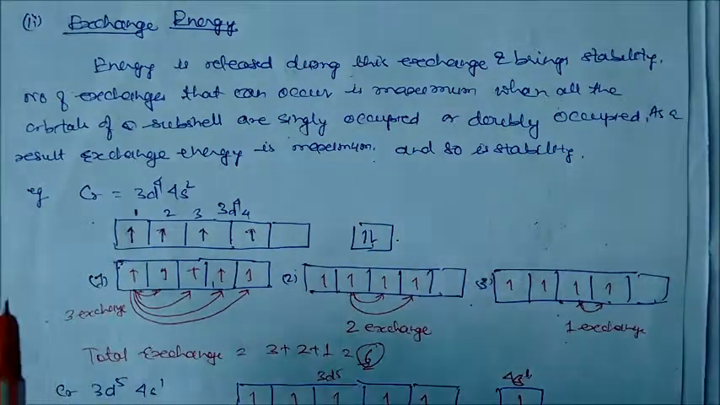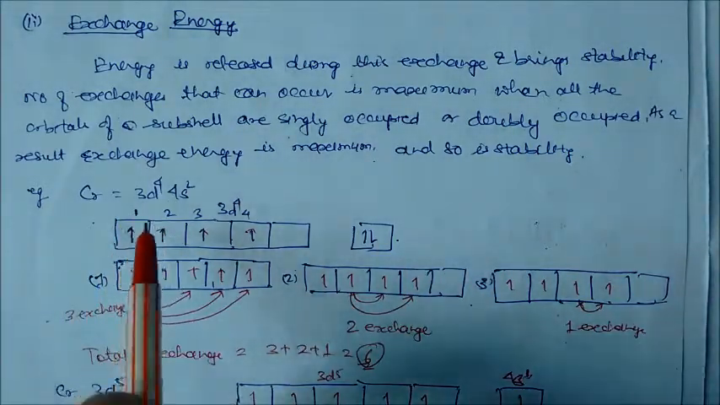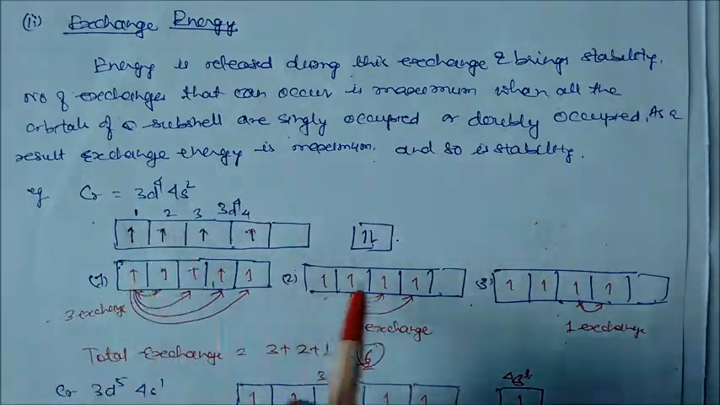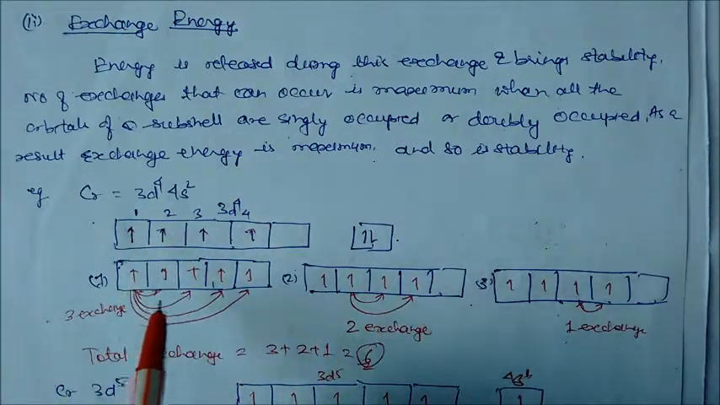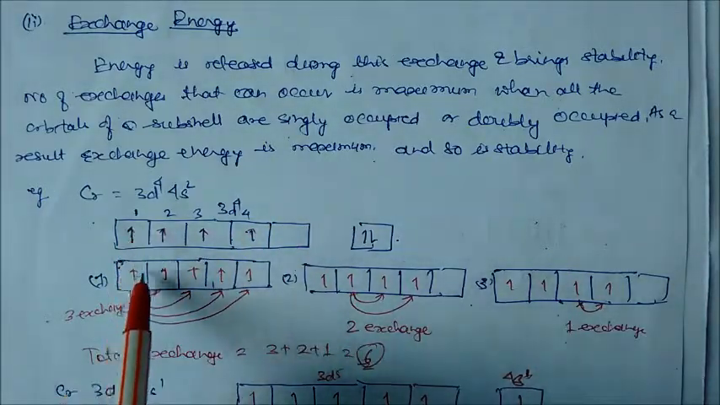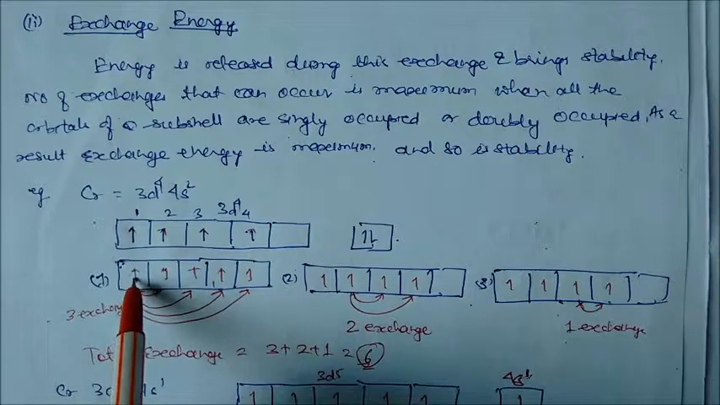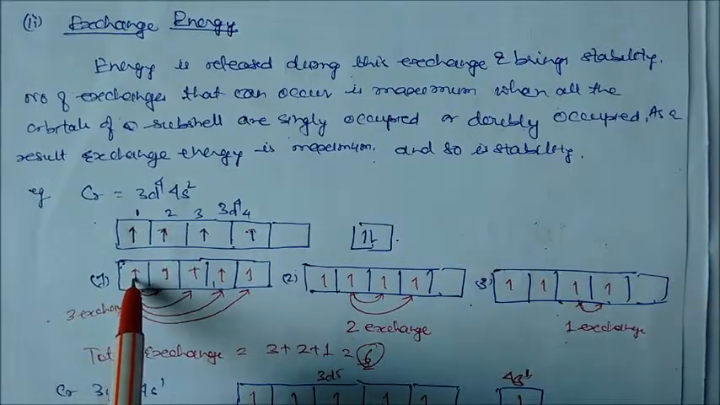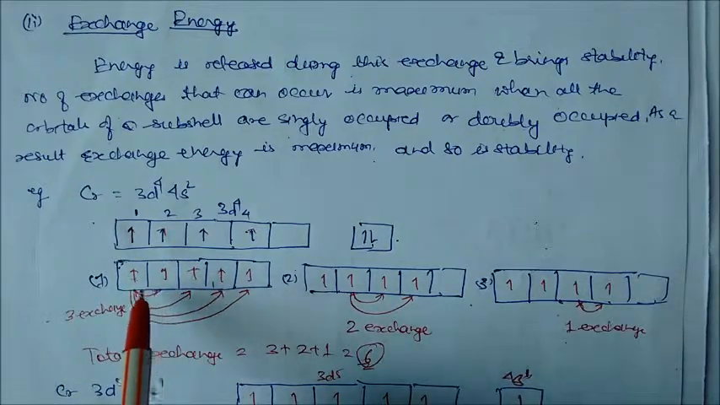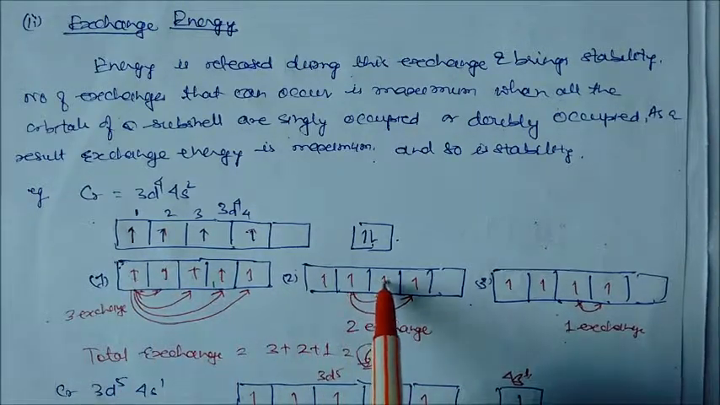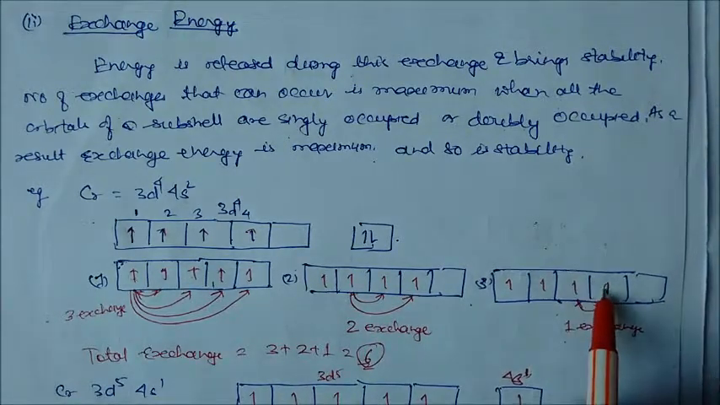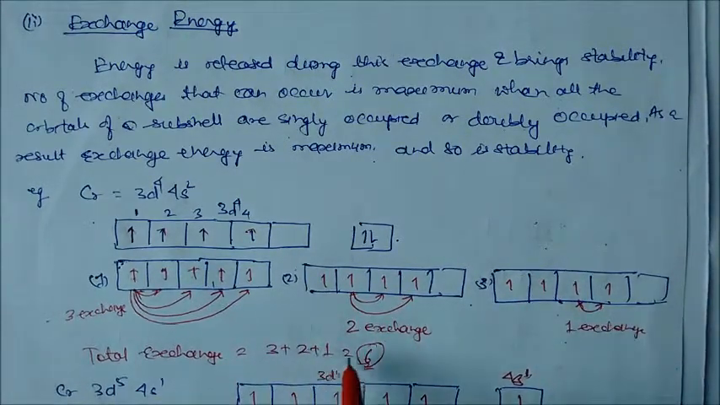See chromium. We know it's 24. So actually this is 3d4 4s2. Why is there less exchange energy in 3d4 4s2? Exchange energy means these 4 electrons are exchanging energy. The first electron can exchange with this one, this one, this one, so 3 exchanges. Now take the second electron. This can exchange with this one and this one, 2 exchanges. And the third electron can exchange with only this one. So total exchange will be 3 plus 2 plus 1, that is 6.